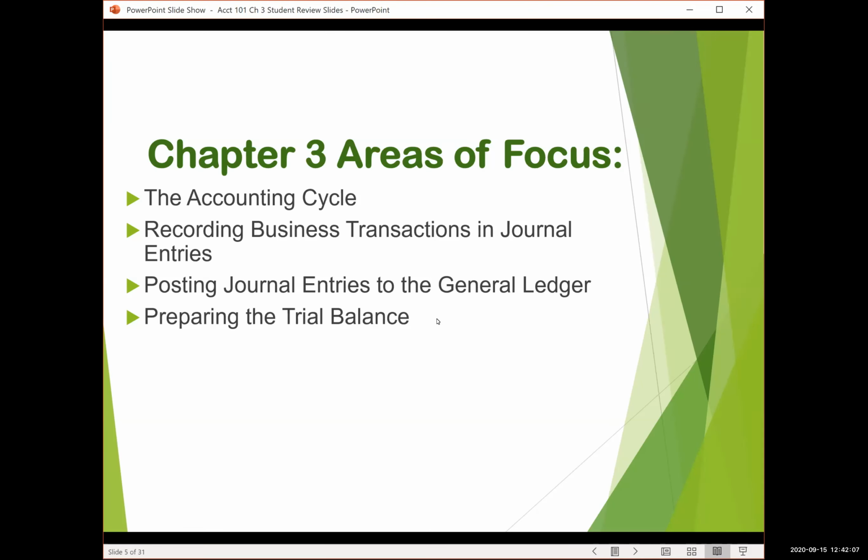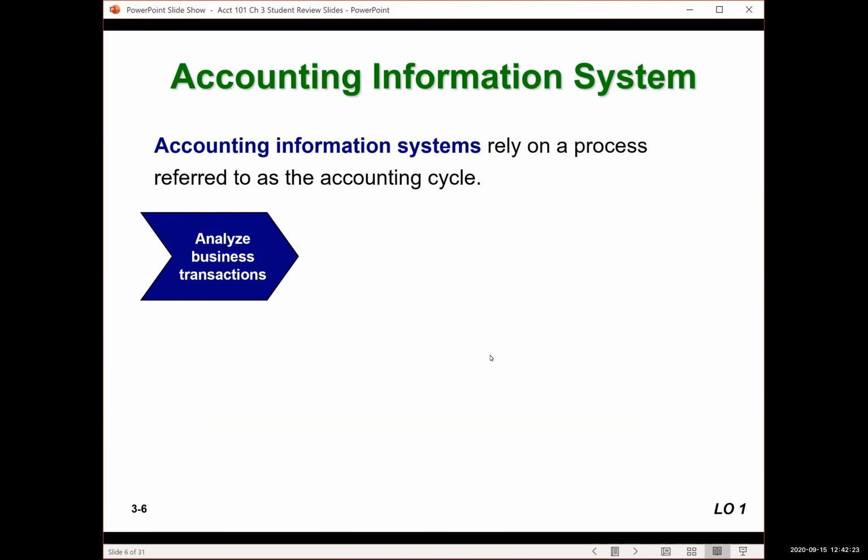In Chapter 3, the main areas of focus include the accounting cycle, recording business transactions in journal entries, posting journal entries to the general ledger, and preparing the trial balance. And in Chapter 3, we go through the accounting cycle. The first part of the accounting cycle is to analyze business transactions.